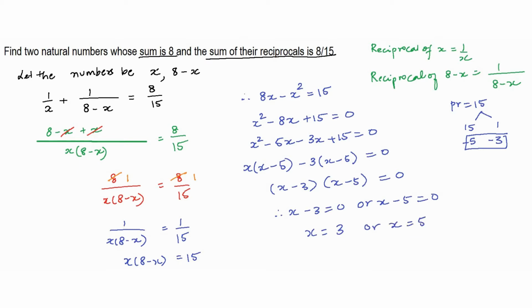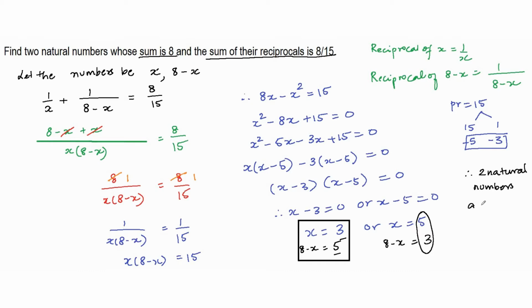So I have one case in which x is equal to 3, and therefore the other part, 8 minus x, is going to be 5. 8 minus 3 is 5. And in case x is 5, then 8 minus x will be 8 minus 5, which is 3. Therefore, the two natural numbers are 3 and 5. In both cases, you will notice that if one natural number is 3, the other is 5, right? Therefore, the two natural numbers are 3 and 5.